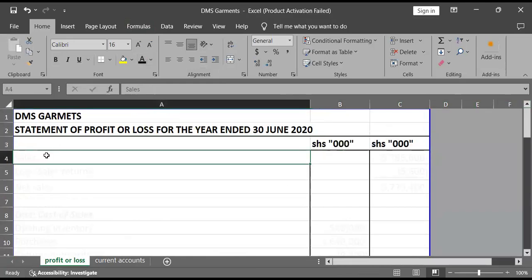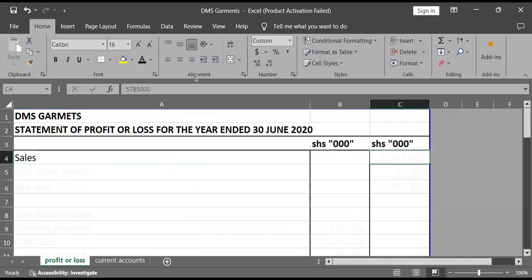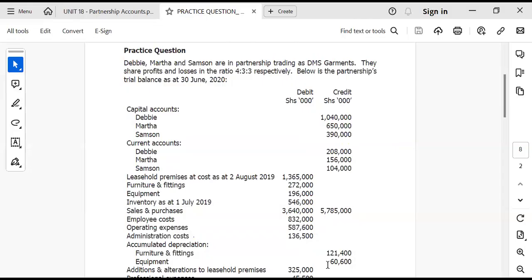Okay, so we know that we always start with our sales. We start with our trading account. So how much were our sales? The question shows us sales were 5.78 millions. So I'm going to show my sales being 5.78 millions. Did we have anything like sales returns?